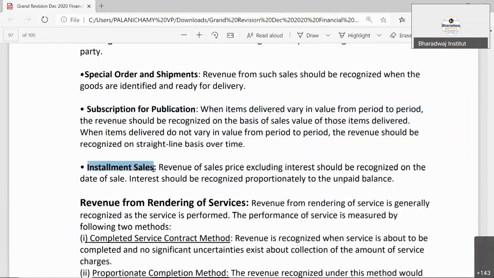Installment sales, when you sell the goods on installment basis, revenue or interest can be recognized on due basis. Sir, once again, the subscription for a publication? Subscription for publication is nothing but you are paying for a newspaper or a monthly magazine, things like that.